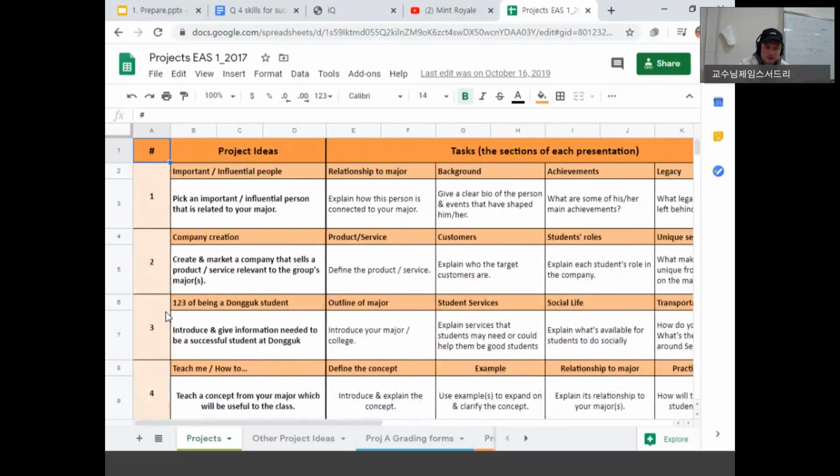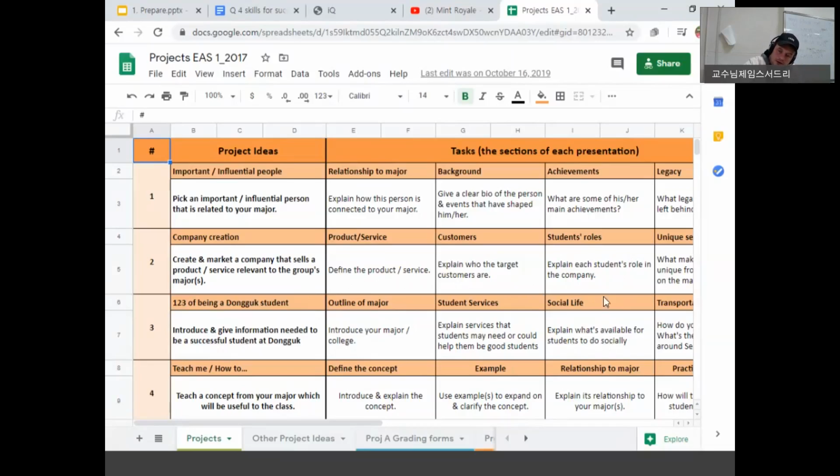So number 3, you can do a 1, 2, 3 of being a Dongguk student. So you give information about Dongguk. You do like the ABCs of Dongguk, right? And that can include an outline of your major, student services around. So when I think of student services, I think of restaurants, cafes, shops, and there's social life. Okay, so what is the social life that you can have here?